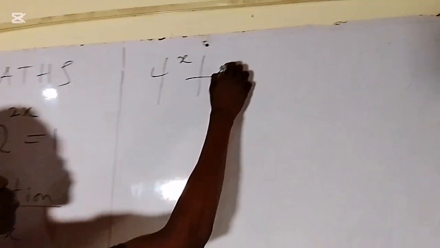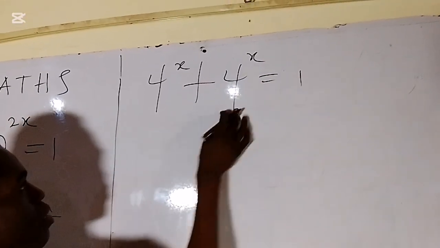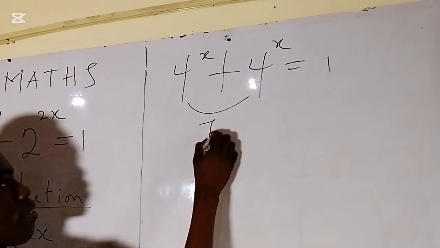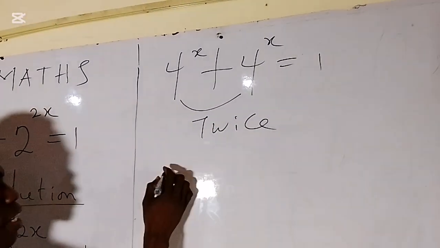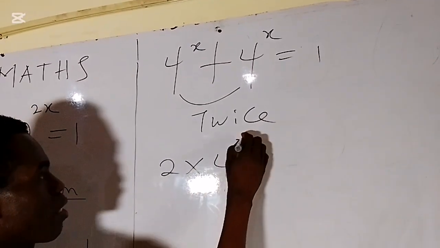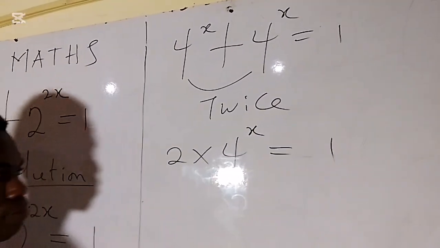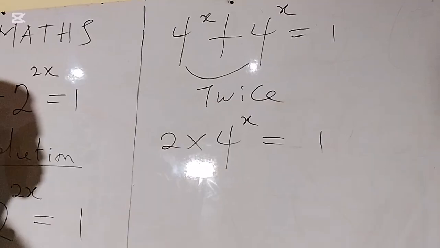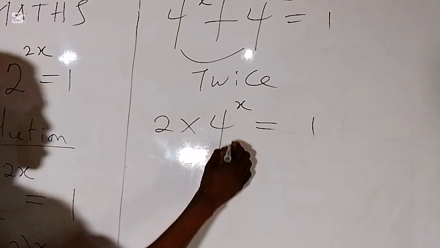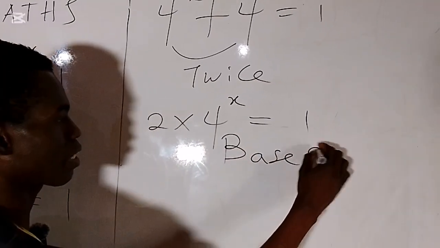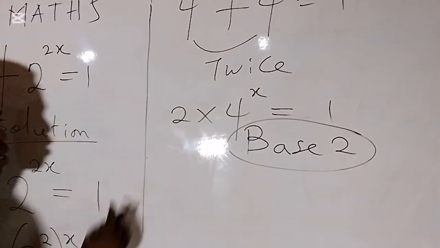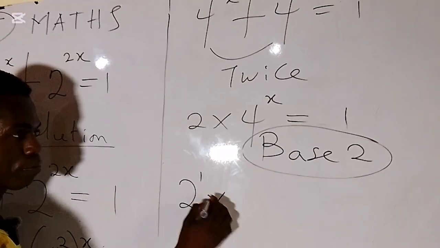Let me show you. Now 4 raised to the power x plus 4 raised to the power x is equal to 1. This is coming twice. Can you see? So because it's coming twice, I can say 2 times 4 raised to the power x is equal to 1. Then now, I can do one more thing. I can use a common base. And that base will be what? Base 2. So this will become 2 raised to the power 1.